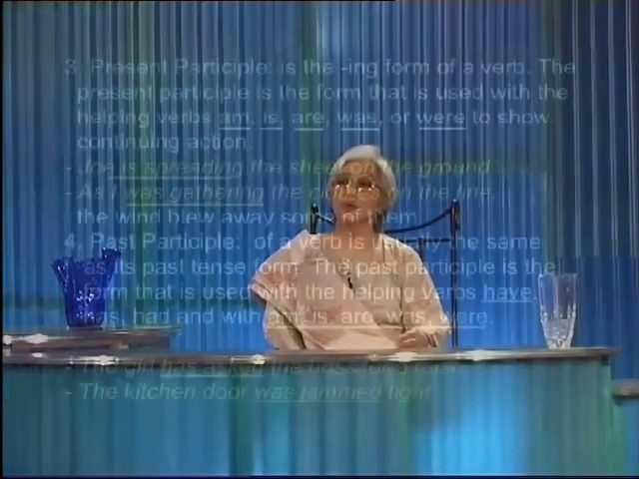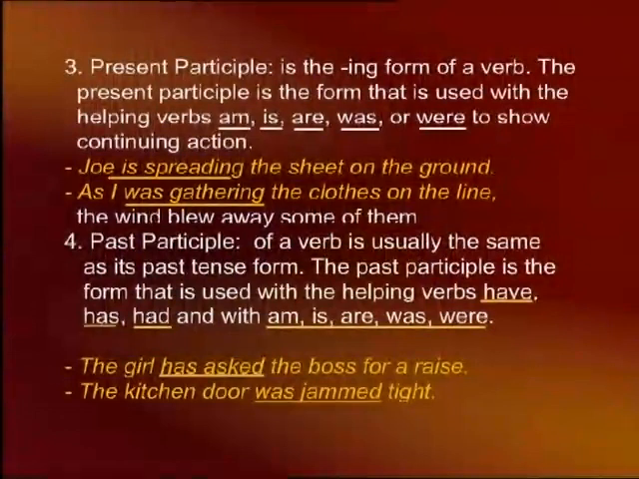Now, let us look at the third form, the present participle. It is the ing form of a verb. The present participle is the form that is used with the helping verbs am, is, are, was, were. This is used to show continuing action.